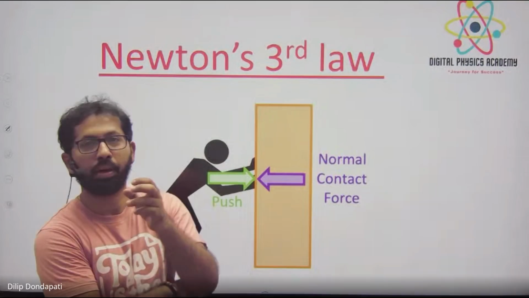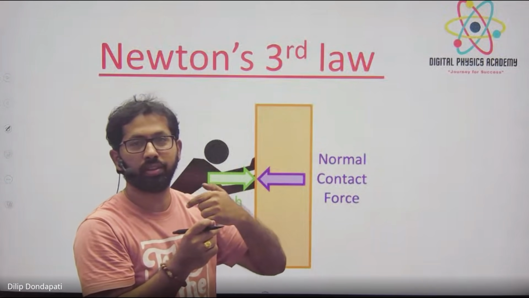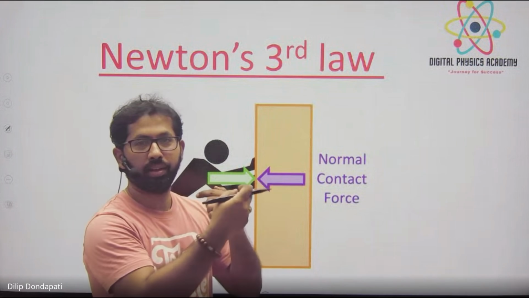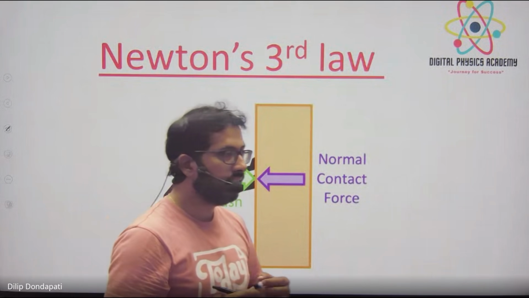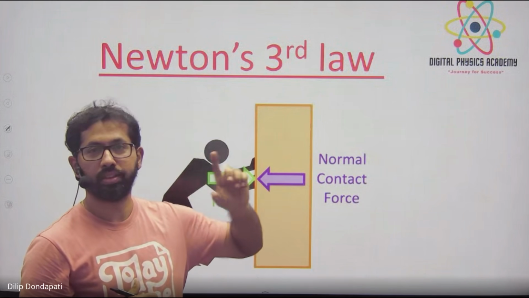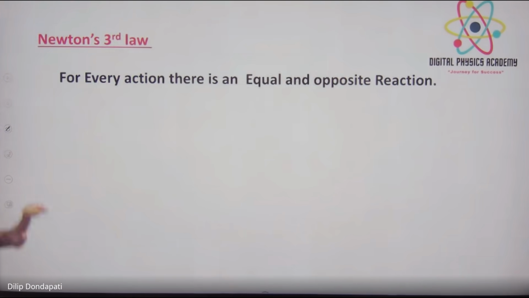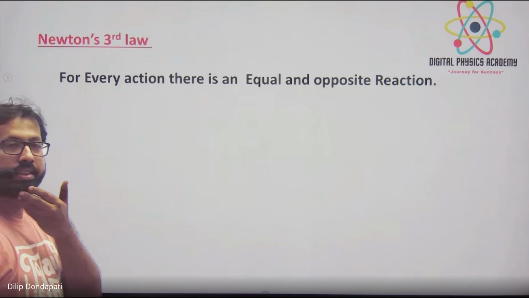In lower classes we must have studied that if I push a wall, at the same instant the wall also pushes us. That is an action reaction pair. But you have to understand here that action and reaction act on different bodies. That is important. So write Newton's third law: for every action there is an equal and opposite reaction.